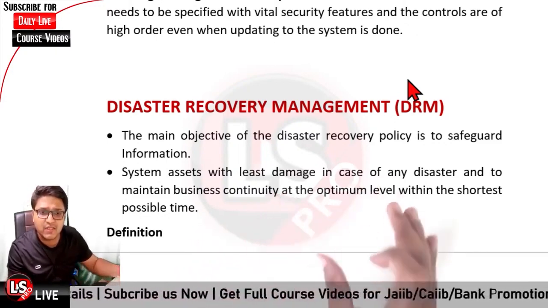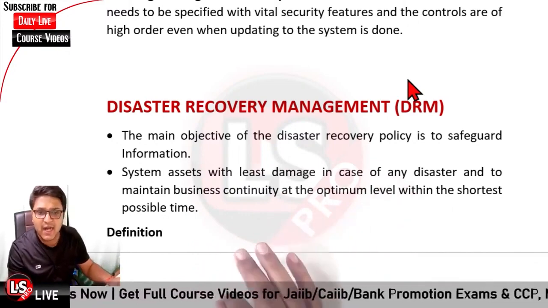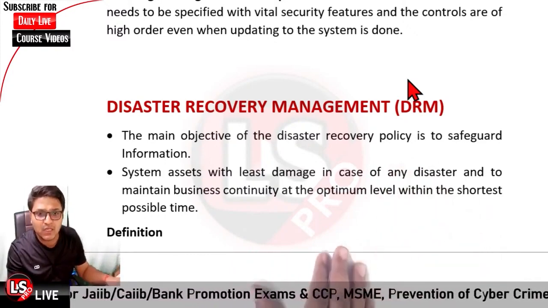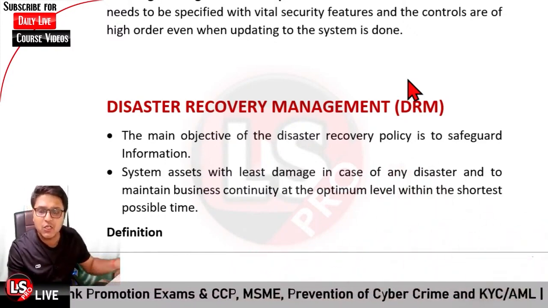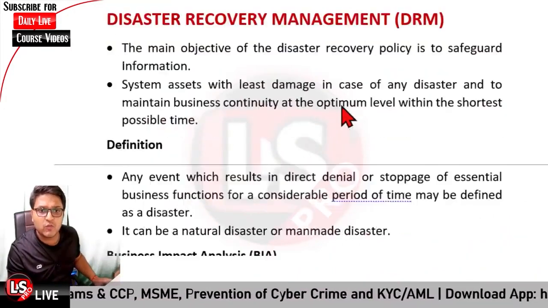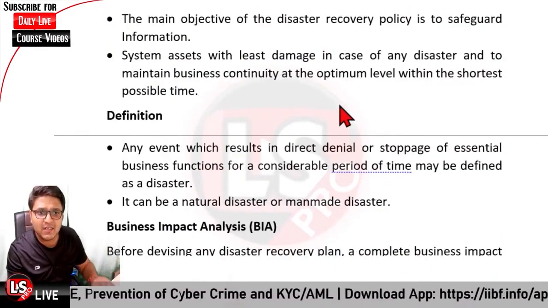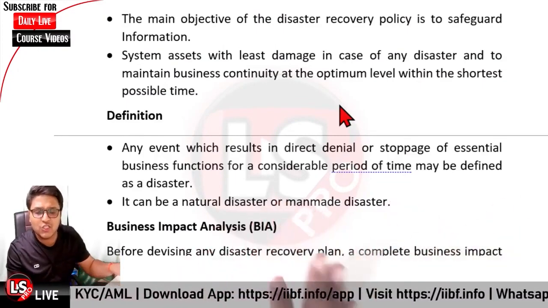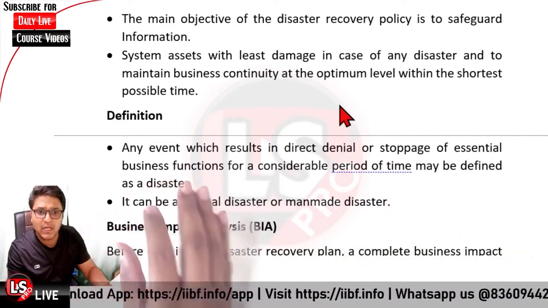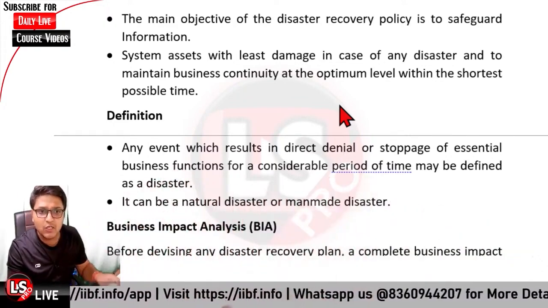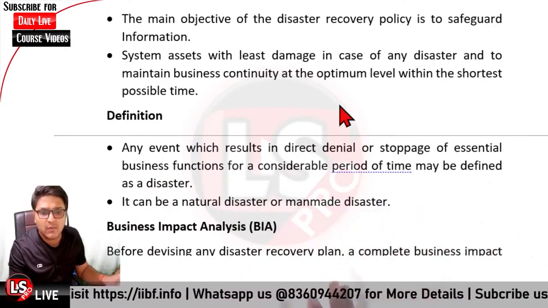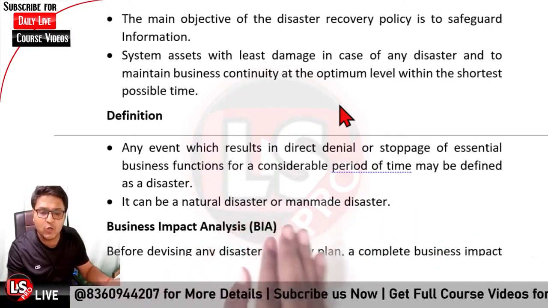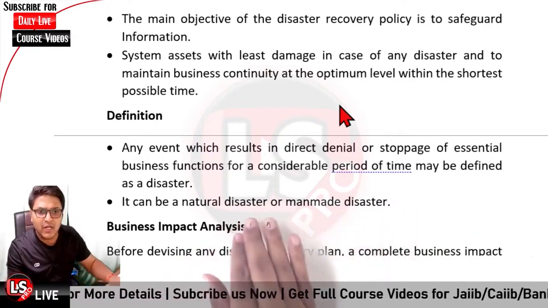So if there is an event of a disaster, there should be no loss to the system, or at least the least damage to the system, and further the business continuity must be maintained in the shortest time. That is DRM. So what is the definition? An event which results in direct denial or stoppage of essential business functions. Whatever functions were essential must be performed and maintained even in the event of a disaster. It could be a natural disaster or a man-made disaster. What is a natural disaster? A natural calamity occurs. It could be a flood, an earthquake or any other natural disaster, or it could be radiations also.